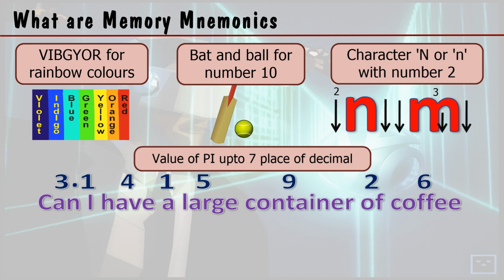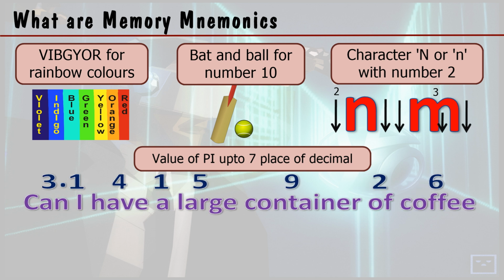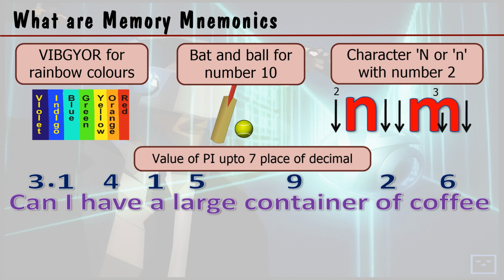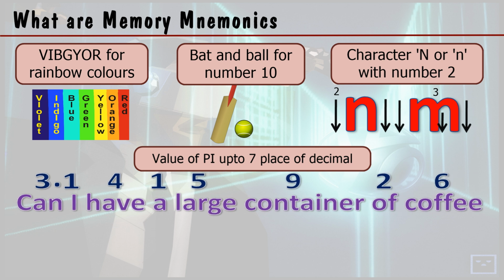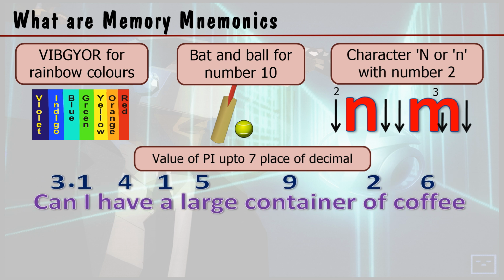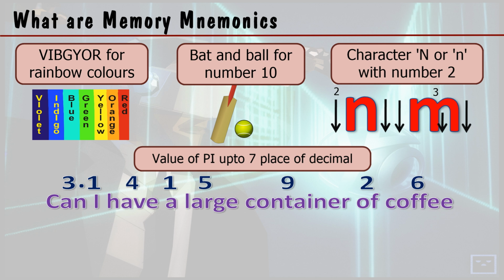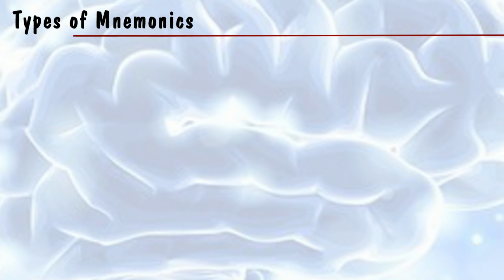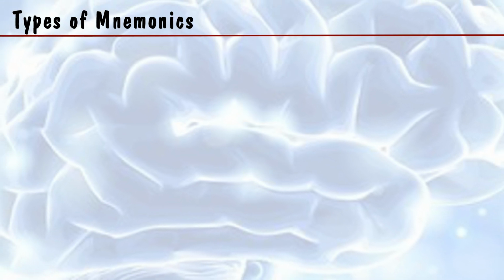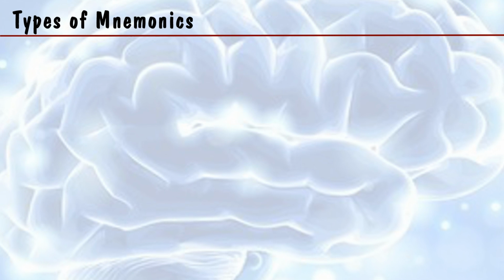One of the other popular mnemonics is, can I have a large container of coffee, for the value of pi up to 7 places of decimal. This is based on relating the number of characters in each word to the representation of digits while writing the value of pi. Mnemonics can be of different types based on the memory connection technique they utilize.